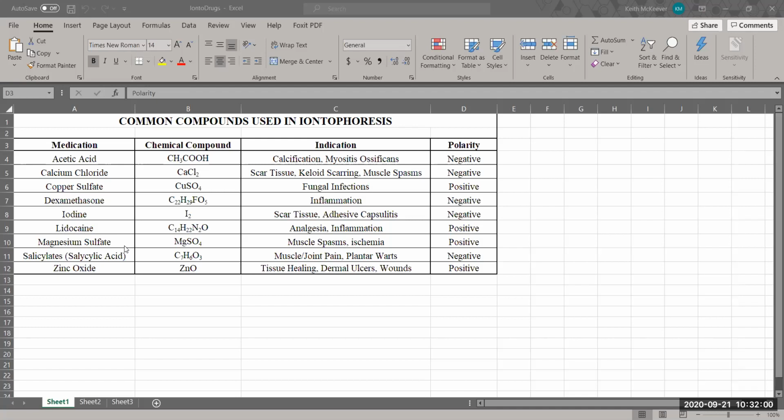So let's say I've got a calcification of the tendon up here, and we're going to use some acetic acid to kind of soften that up. So we're going to get our acetic acid, and we're going to put it on our patch.